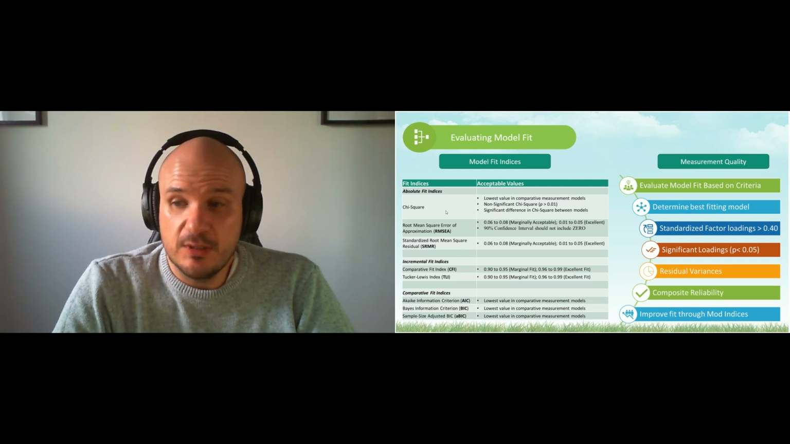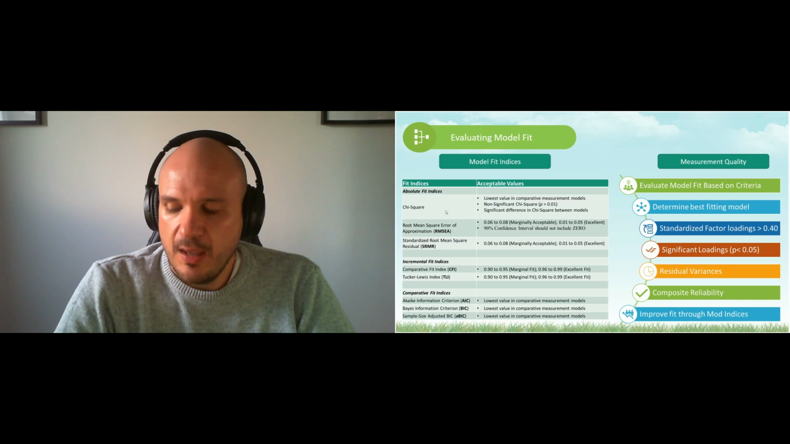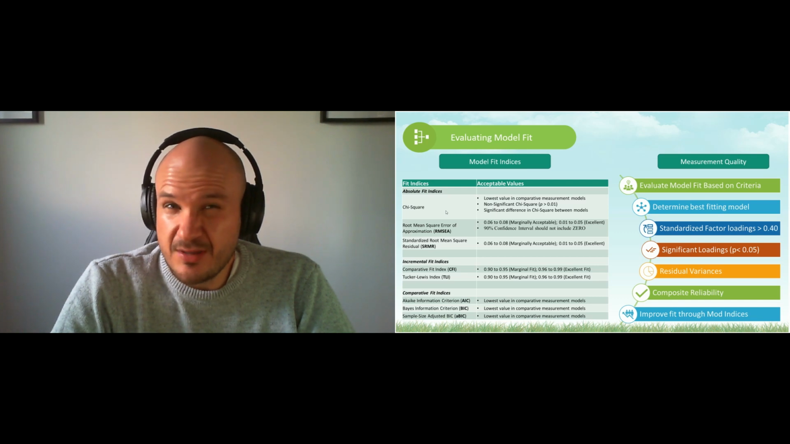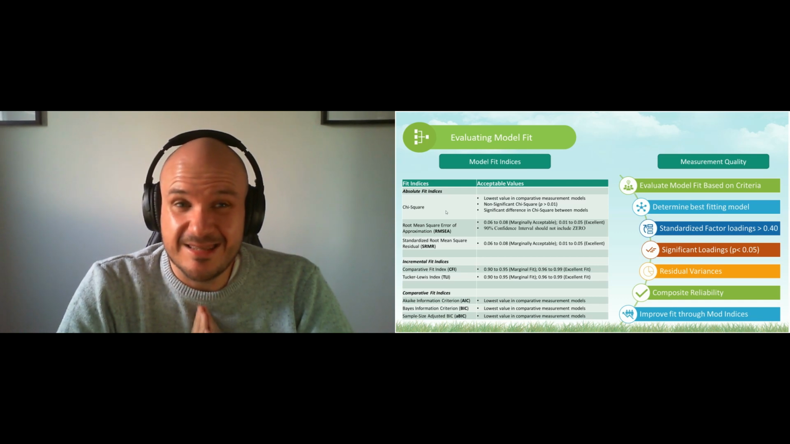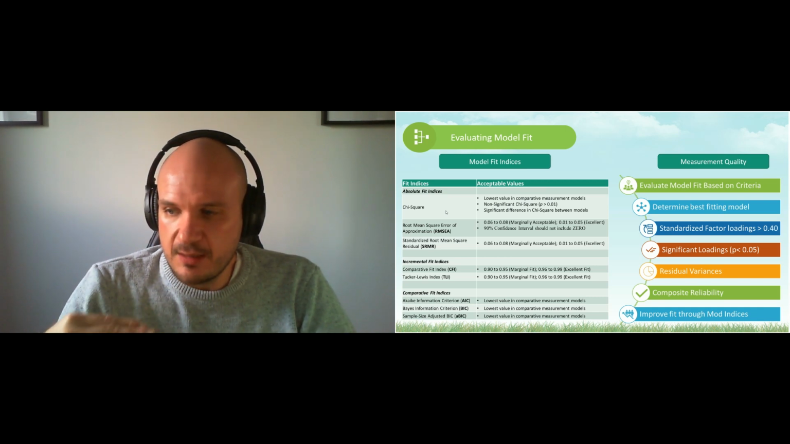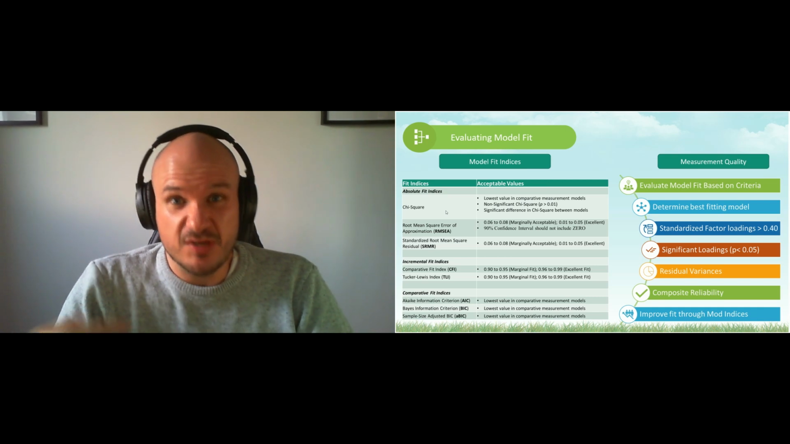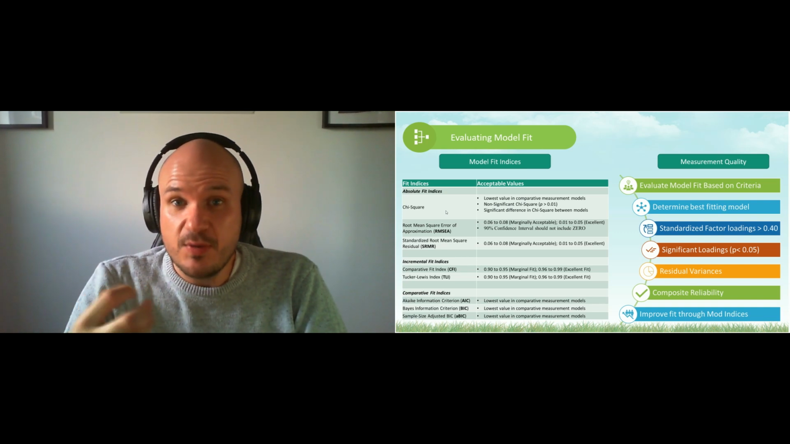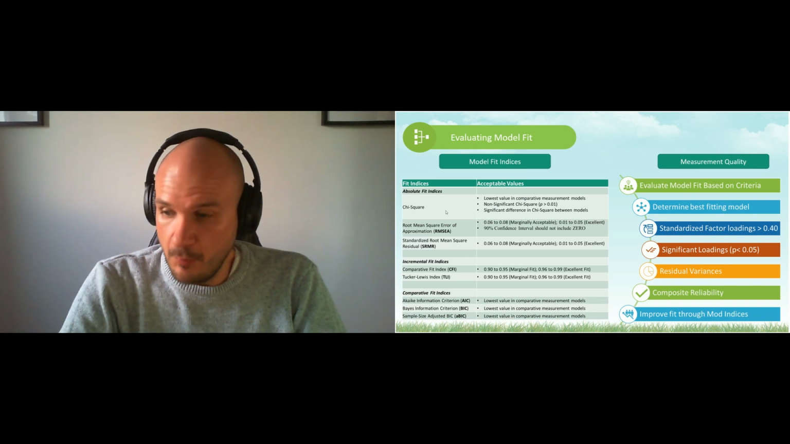But usually the first thing that we look at is the CFI and TLI values. These are kind of like indicators of overall fit of your model. And we want values higher than 0.9. 0.9 is literally the lowest that we can possibly go. So we first usually look at TLI and CFI to see if our model actually fits. And then we compare that to the different models that we have.